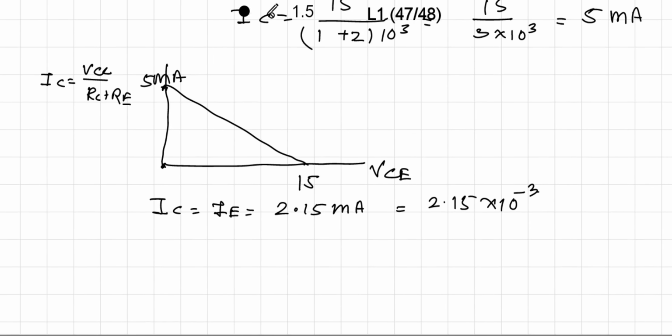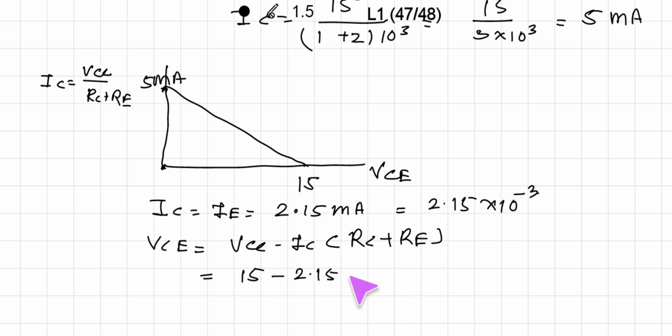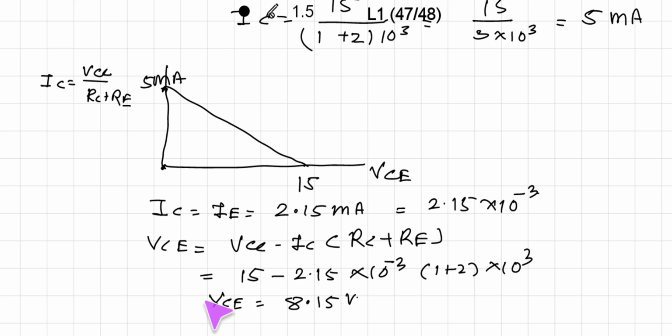And we know the relation that VCE is equal to VCC minus IC into RC plus RE. So putting the values, we get 15 minus 2.15 into 10 raised to minus 3 into 1 plus 2 into 10 raised to 3. So therefore we get VCE is equal to 8.15 volt.